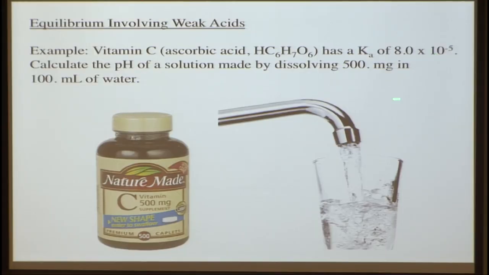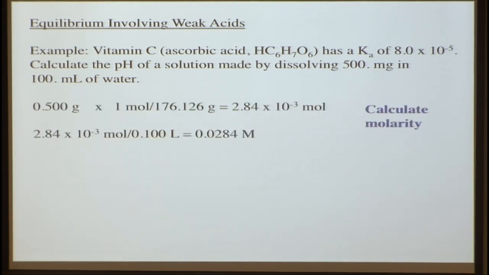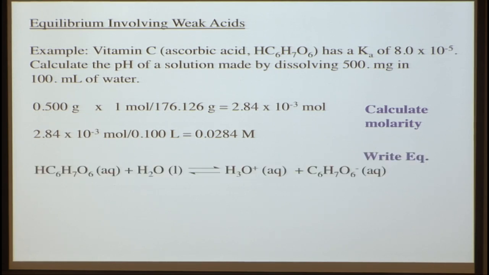I'm given the Ka, I'm told the number of milligrams, and I'm told the volume of water. So the first thing you want to do is calculate molarity. So you want to convert grams to moles, or milligrams to grams to moles. And then you want to use your volume, and we have 100 mils, but we're going to do molarity, so we want to convert milliliters to liters, and we can calculate 0.0284 moles per liter. Then we can write our expression, and if you want to, you can just write HA here and A minus. You don't have to write out the whole thing if you don't want to.